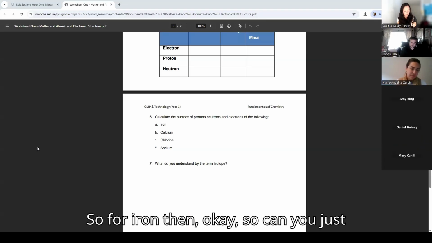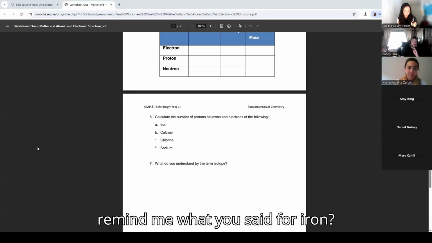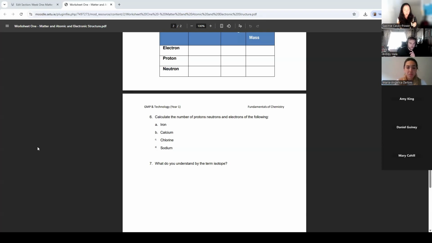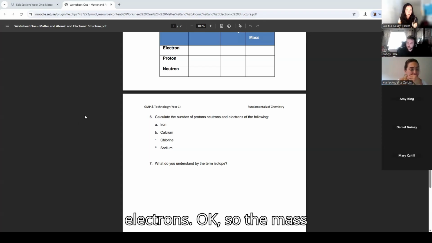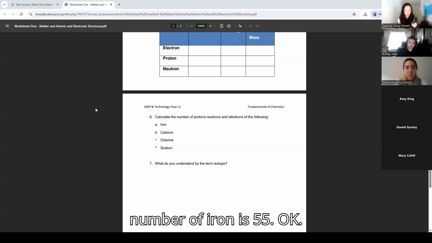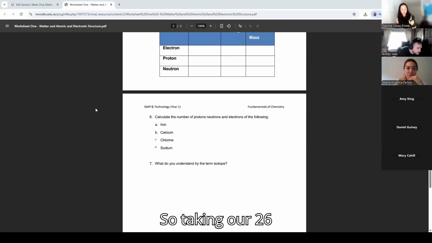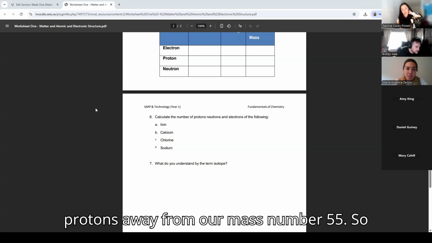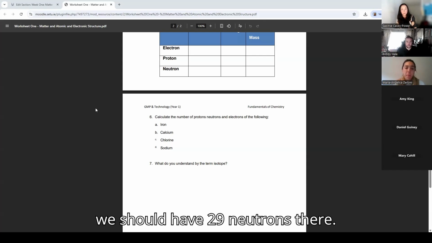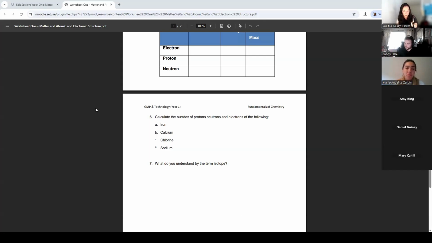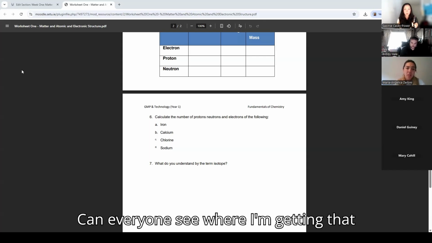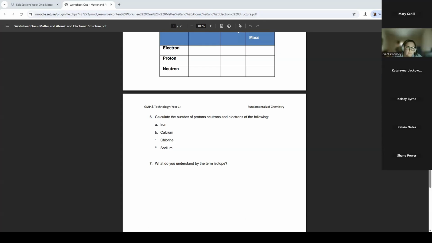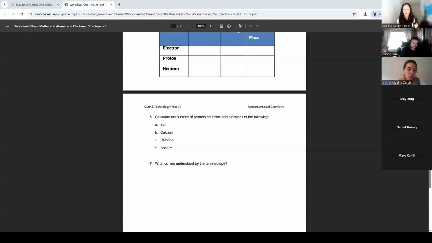So for iron then, can you just remind me what you said for iron? 26 protons and electrons. Okay, so the mass number of iron is 55. Taking our 26 protons away from our mass number 55, we should have 29 neutrons there. Can everyone see where I'm getting that from? Yeah.